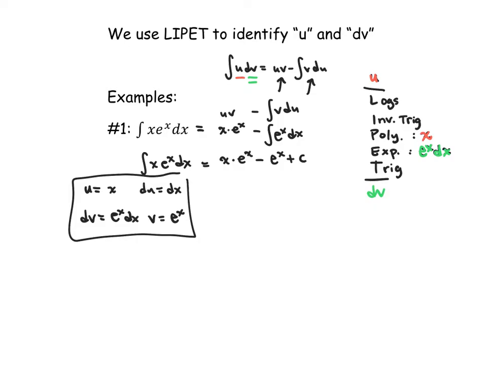So x e to the x minus e to the x plus c is our answer. Okay, let's look at another example on the next page. Okay, so let's look at these two examples, one being x ln of x and the other being just ln of x. So let's look at the first example, number 2.